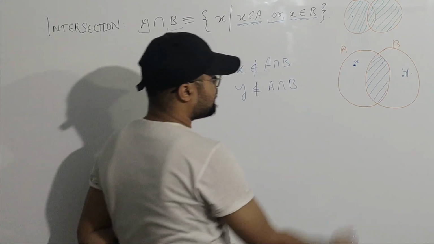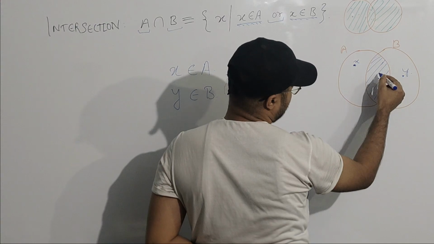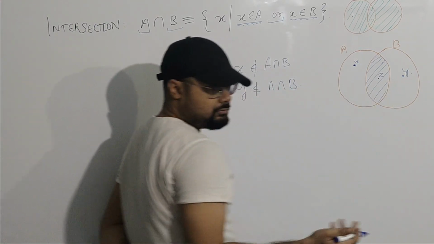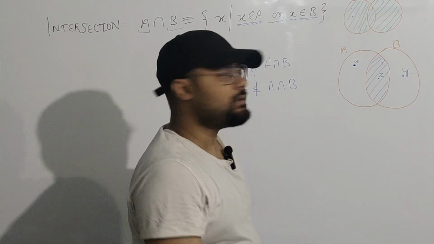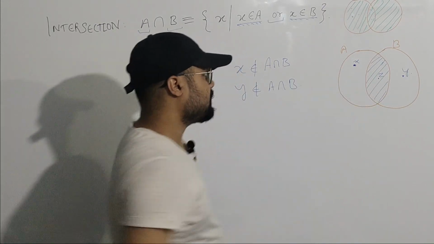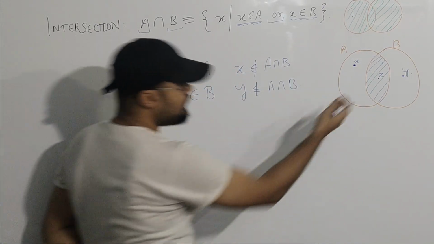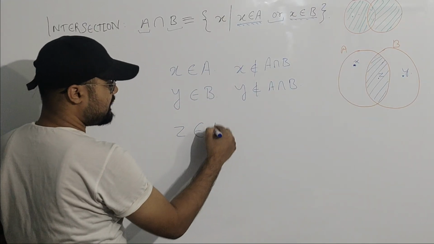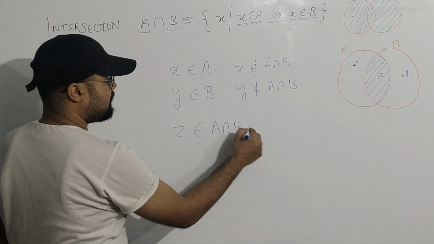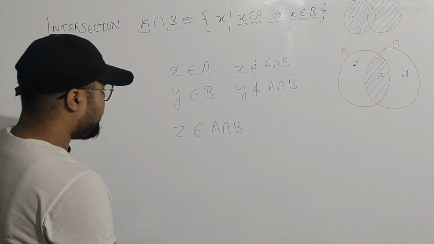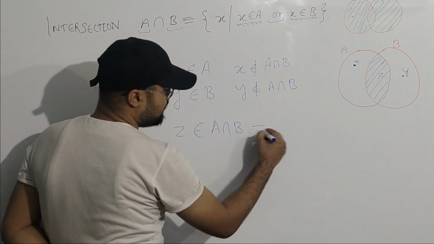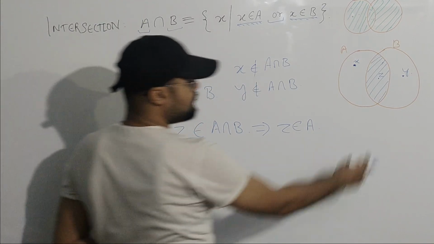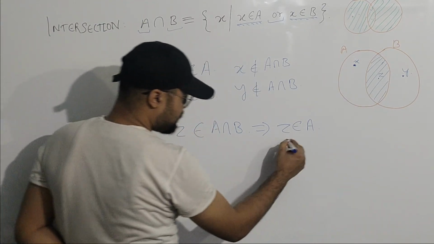But any element, let's say here I am taking it to be Z. One arbitrary element in this region, Z. Or for every element Z that is in this region. So for every Z that belongs to A intersection B, if Z belongs to A intersection B, then Z belongs to A. Yes, of course. And Z belongs to B.